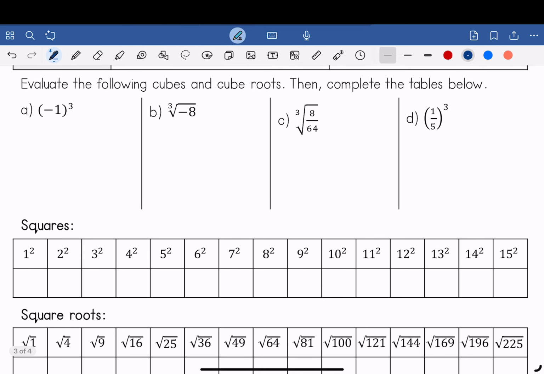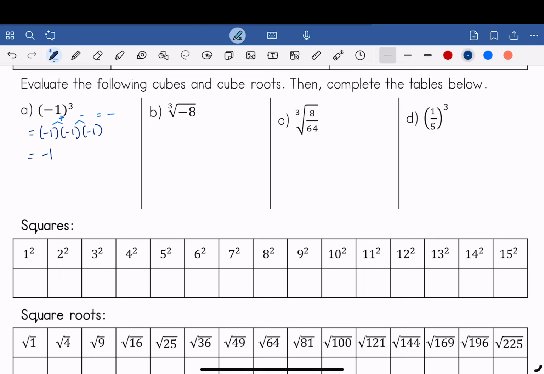Evaluate the following cubes and cube roots, then complete the tables below. So -1 cubed, or to the power of 3, is, and there are brackets here, so you keep the brackets, will equal -1. Because -1 times -1 will give you a positive, and a positive times a negative will then give you a negative.